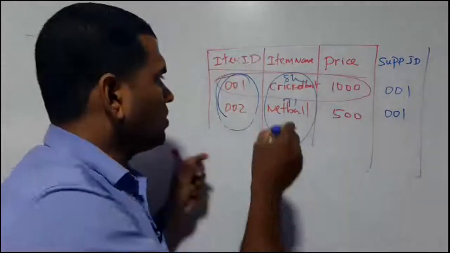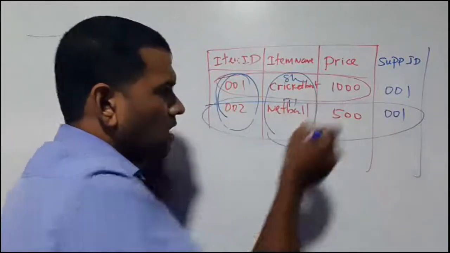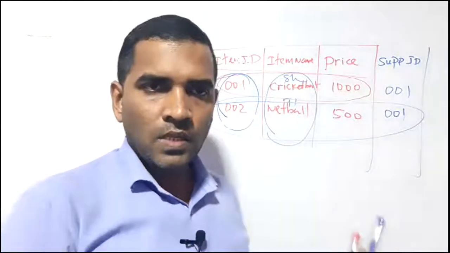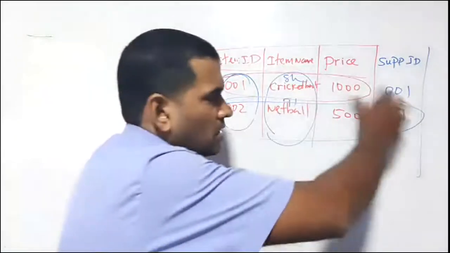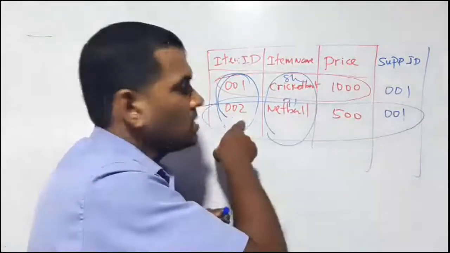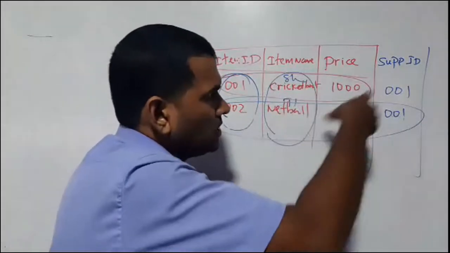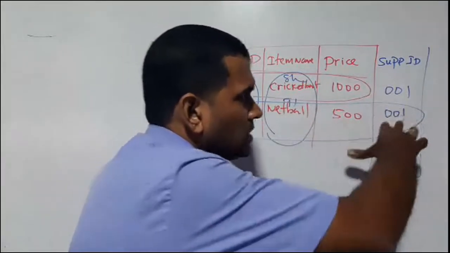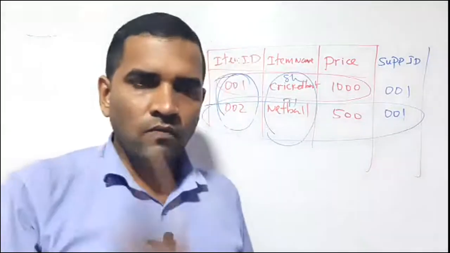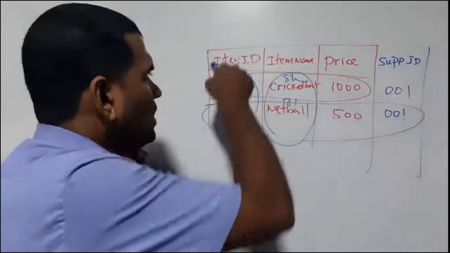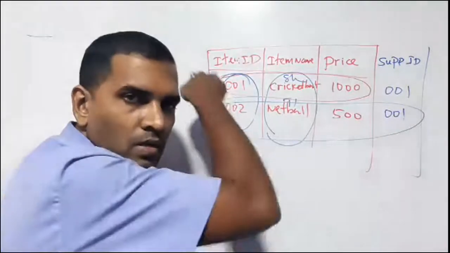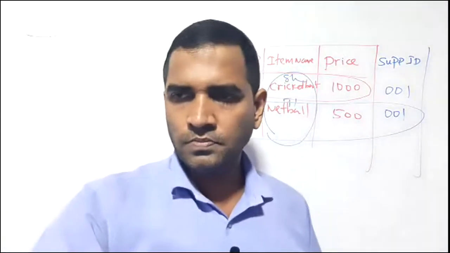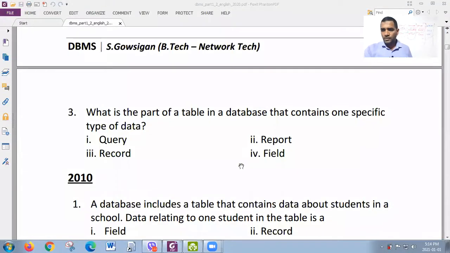Field. But if it is a record, I explained this earlier too, but I'll take it again. A record has data that belong to several data types. Take a look at the second record. In the second record, you have four data: item ID, item name, price, supply ID. Look here, this is number, this is text, this is currency, this is number. So this record has various types of data. But if you take a field like item ID, see, you have two data, both of them must be a specific data type. Okay, this is important, remember that point. All right, so the answer is field.